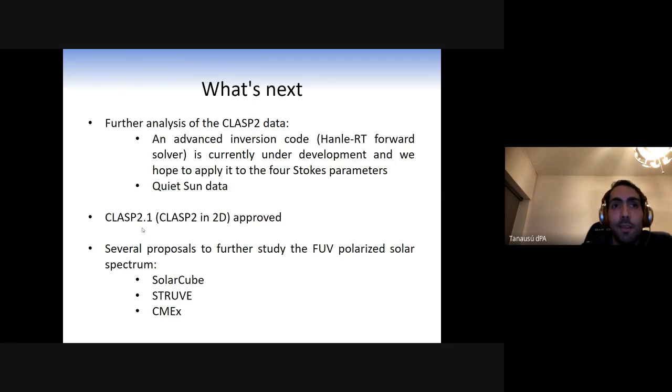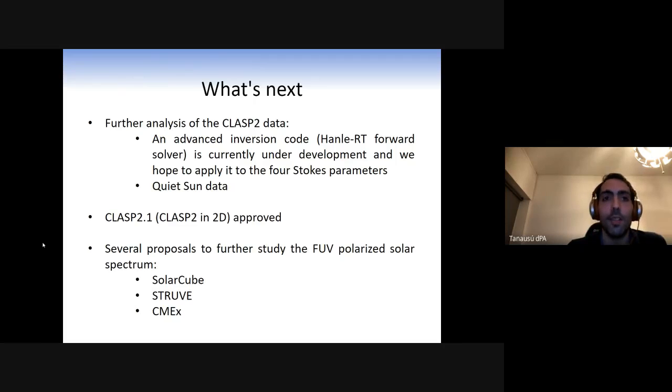Then there is class 2.1, that is basically class 2 in 2D. It's going to be a reflight of the very same rocket, but now we are going to do a raster in an active region. And this experiment has been already approved, and it is going to be launched this year in autumn.